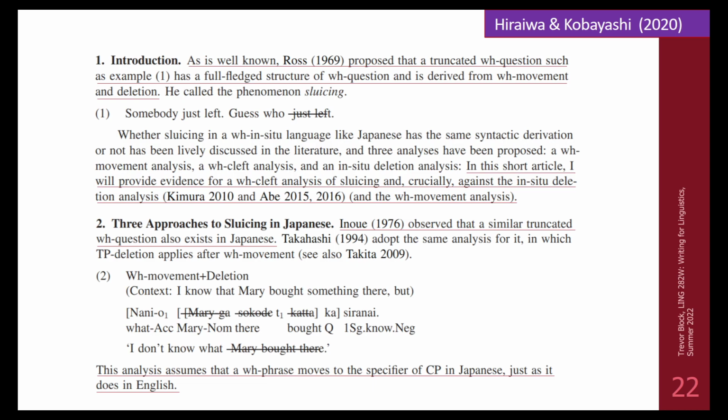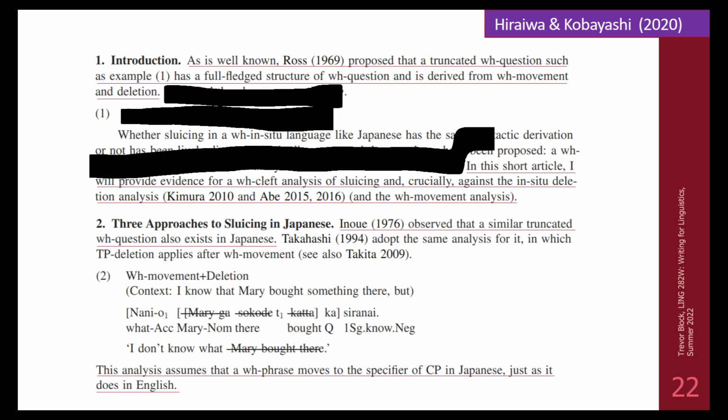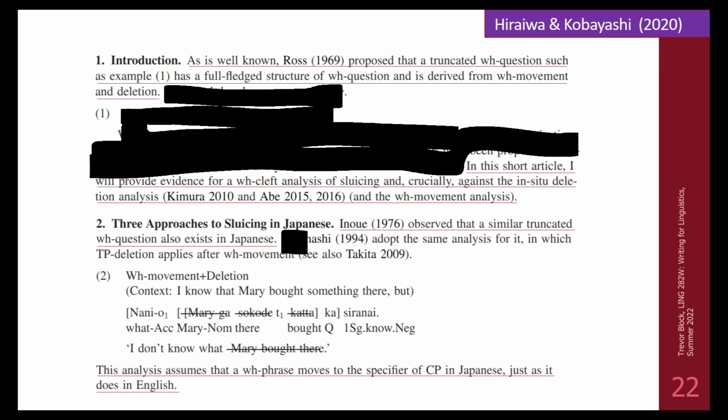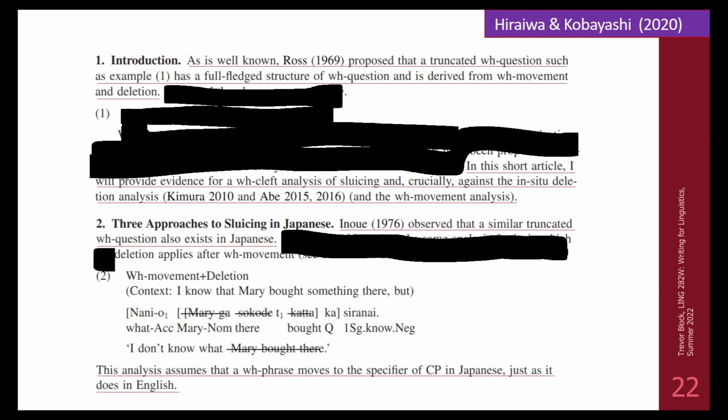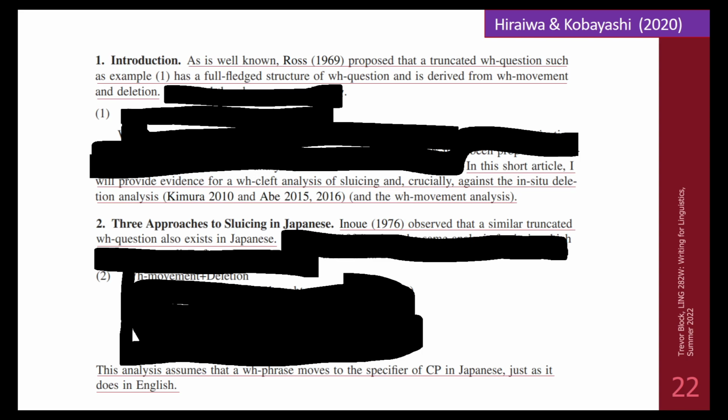So back to Hiryu and Kobayashi. This is a nice introduction to sluicing. Once again, I'm going to try to get rid of everything that is not the first or last sentence, just to see what we can take out of it, how much information we're actually getting, and whether or not we can really find the main point here. So let's get rid of all this, and let's see what we can learn.